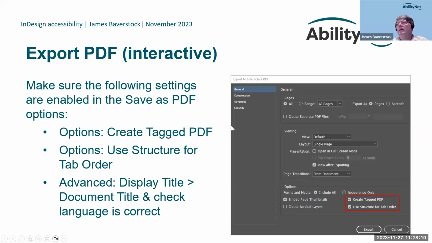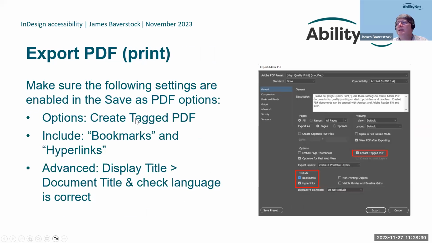To do that, by default anyway, they'll have the create tagged PDF option there, and also tick use structure for tab order, and under advanced you can check that display title is there for the document title, and I'll show that in a second. I just had here the print options. As I said, I think there's currently a problem with exporting to print PDF. So there may be problems with this, but when this is available, you can fill things in. But if you're just creating for a web page, for a website, it's fine to use the interactive PDF option.